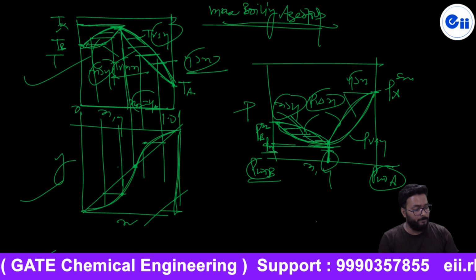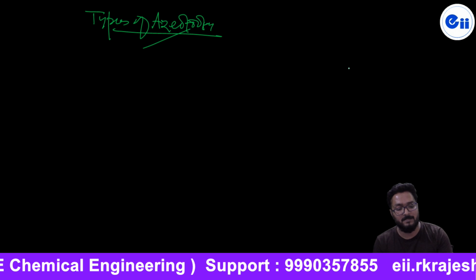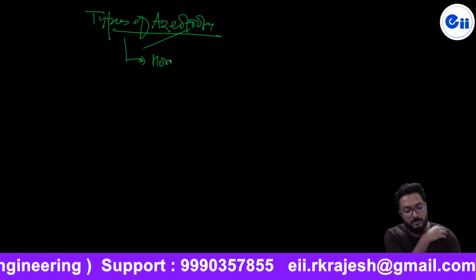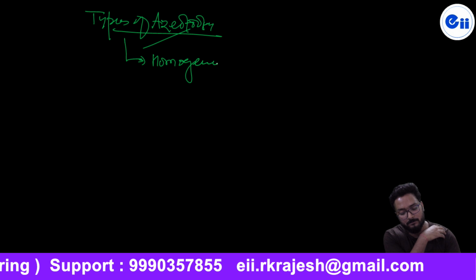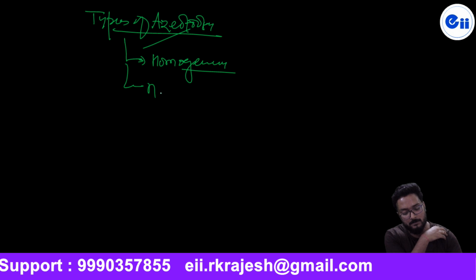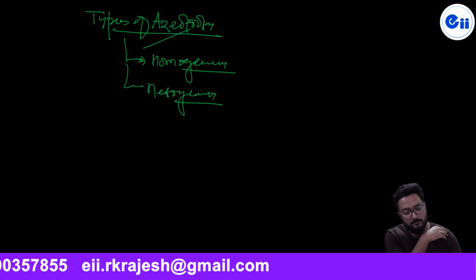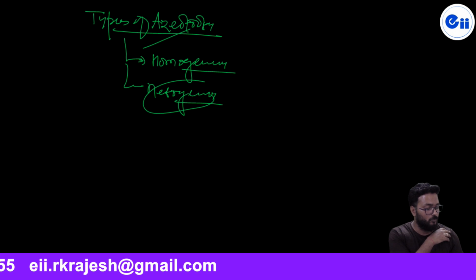Now, before this, one more type of azeotrope is here. This is classified on the basis of phase: one is homogeneous and the other is heterogeneous, or heteroazeotrope. Heterogeneous. So first of all, listen.